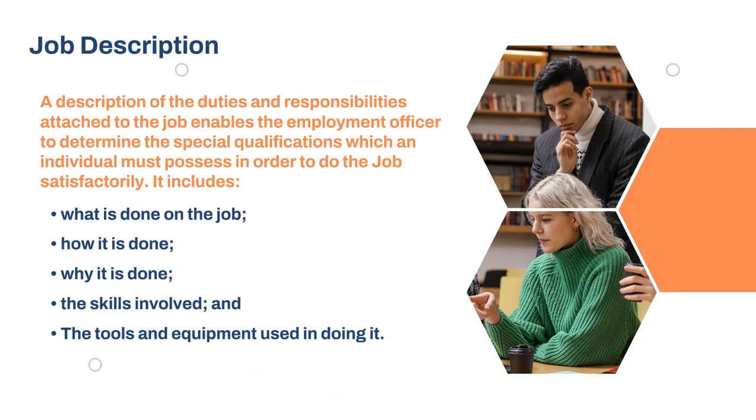So the job description. A description of the duties and responsibilities attached to the job enables the employment officer to determine the special qualifications which an individual must possess in order to do the job satisfactorily. It includes what is done on the job, how it is done, why it is done, the skills involved, and the tools and equipment used in doing it.